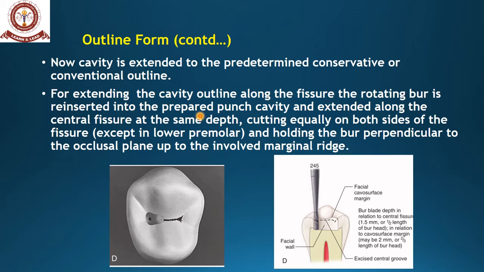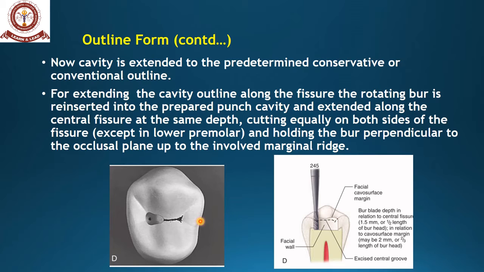So now the cavity is extended to the predetermined conservative or conventional outline. For extending the cavity outline along the fissure, the rotating burr is reinserted into the prepared punch cavity and extended along the central fissure at the same depth, cutting equally on both sides of the fissure except in lower premolar, because the fissure itself will move more lingually, and holding the burr perpendicular to the occlusal plane up to the involved marginal ridge.